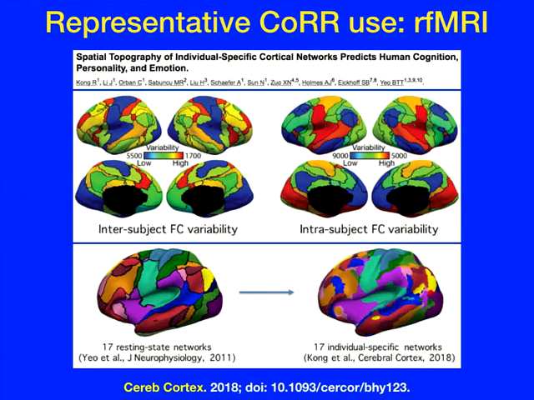17-network solution, and this can be extended to parcellate the individual cerebral cortex. And this one actually replicated the findings we had in the original paper, right?